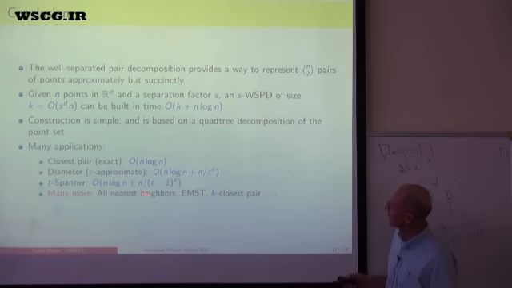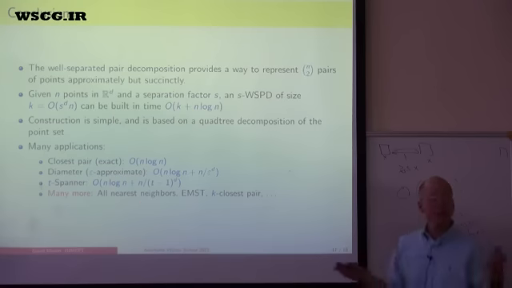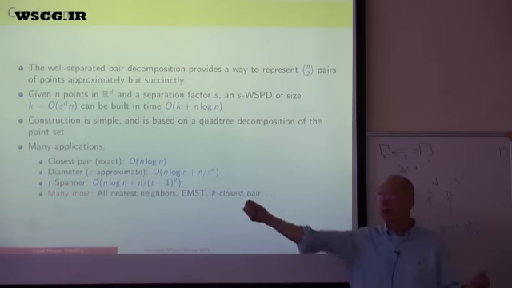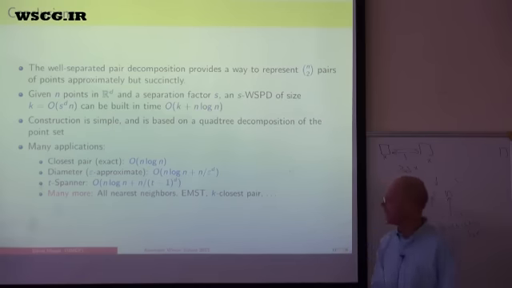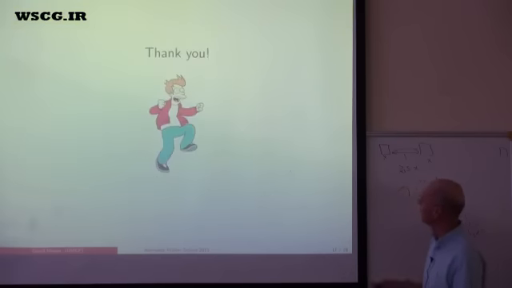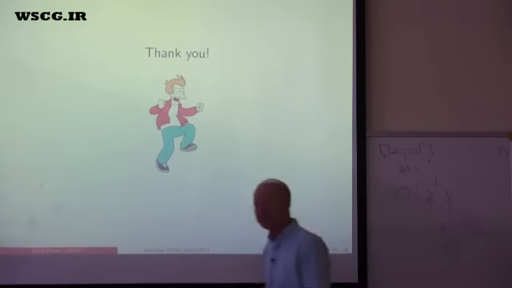We gave 3 examples here of problems for which this could be used: closest pair, approximate diameter, and t-spanner. There are many, many more problems. All nearest neighbors, where for every point I want to compute its nearest neighbor. Next time I'm going to talk about how to use this for the Euclidean minimum spanning tree. The kth closest pair: we did the closest pair, the farthest pair, the diameter, and in fact you can generally compute the kth closest pair efficiently using this algorithm. I think that's all I had to say. Thank you very much.